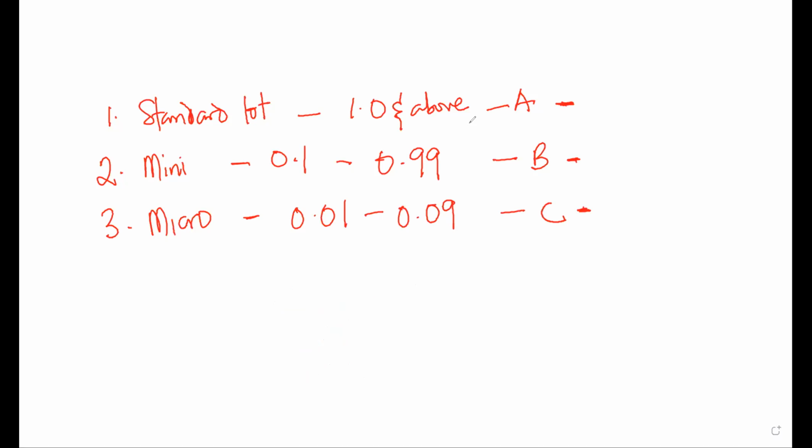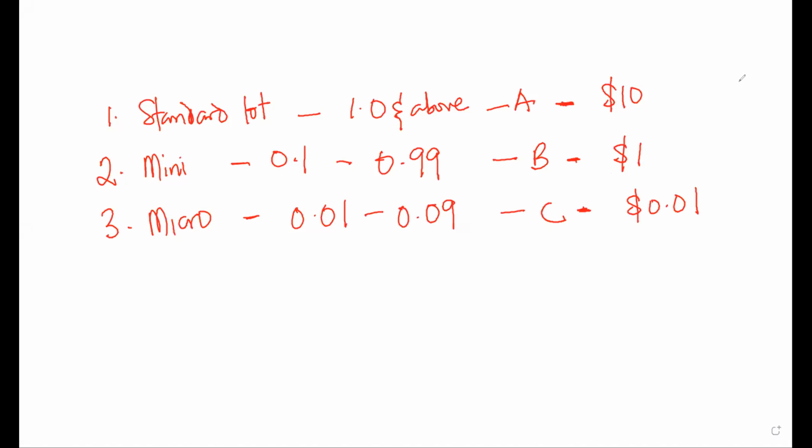So for a standard lot size, one pip is equivalent to $10. All right. For mini, one pip is equivalent to $1. And for micro, it is $0.10. So this is what I mean.